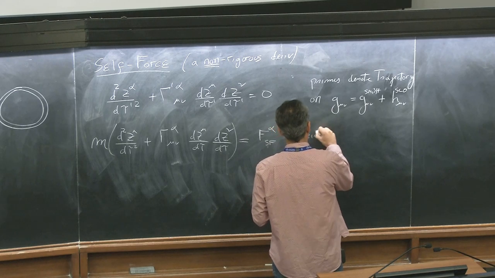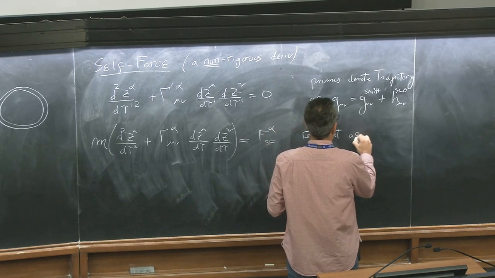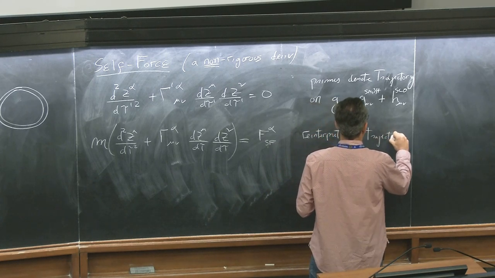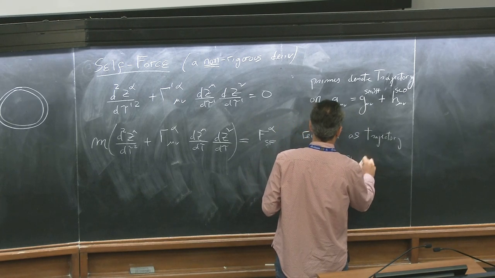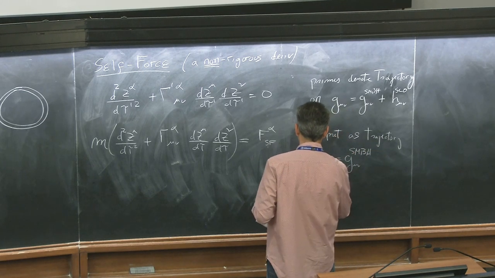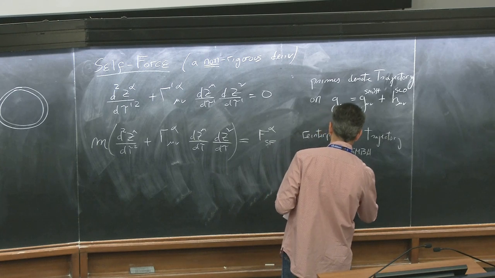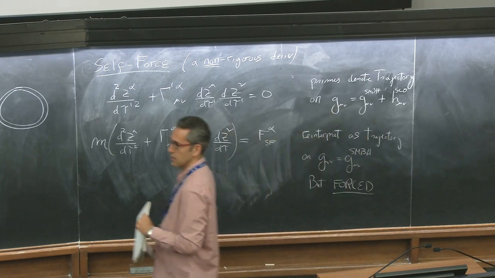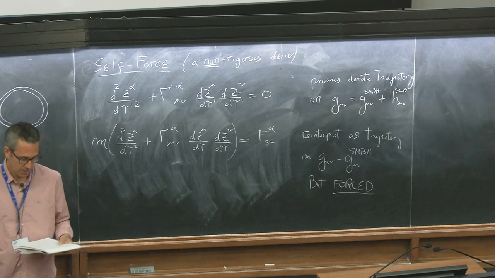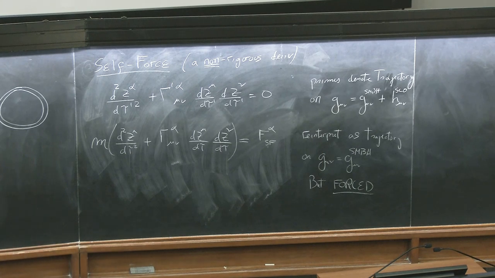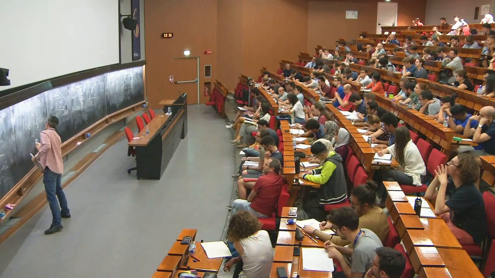So you reinterpret this as a trajectory on a background that is just the background of the supermassive black hole, but that is forced. Okay, so these two descriptions, one of a trajectory on a perturbed background versus one of a trajectory in an unperturbed background that is forced, can be made essentially equivalent. So what we want to do is calculate what this self force is.